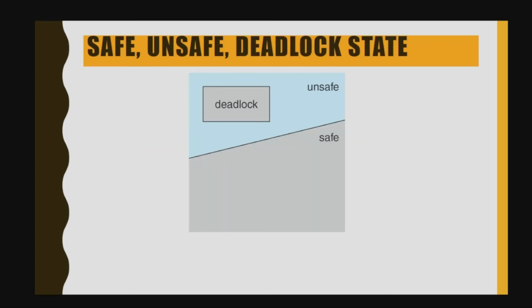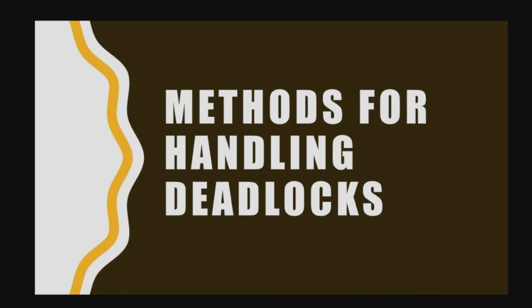So we can have three situations: unsafe state here, and safe state here. When we have the safe state, then everyone will be happy. If we are in the unsafe state, there is a possibility that the deadlock can occur. So these are the states we have: unsafe, safe, and deadlock.